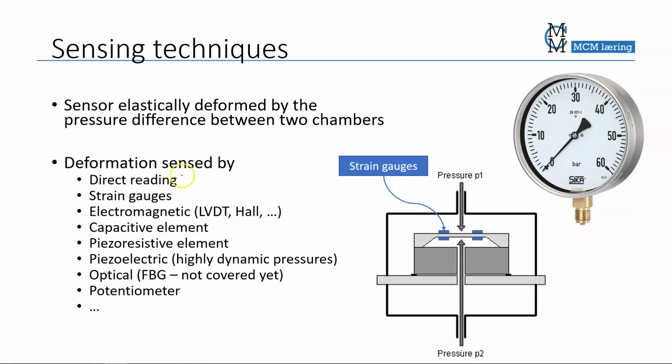You can have direct reading, like here, where the force is directly converted to the angle of a pointer or an arrow. You can use, for example, LVDTs, or Hall elements, capacitive elements, piezoresistive elements, piezoelectric, optical, potentiometer, many different ways to detect it, but the thing is always to detect the change of an object.